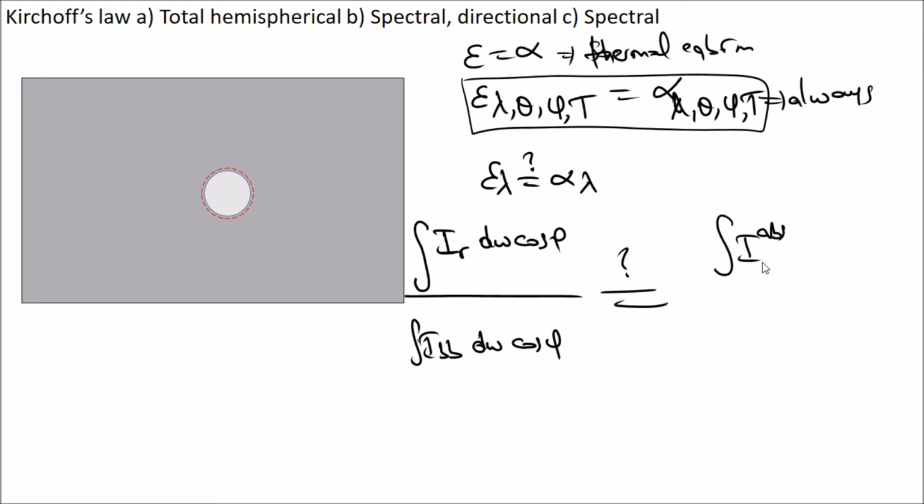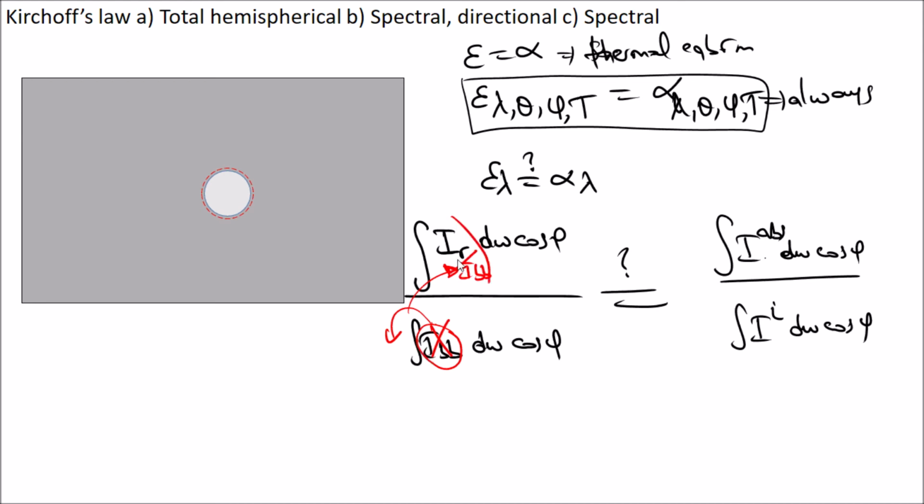for the d omega cosine alpha, and divided by I incident d omega cosine phi. Okay, the question is when these two quantities are equal. Since the black body intensity is independent of the direction, I can take it out of the brackets or bring it inside the integral here. So that means that I can write this one as I black body.